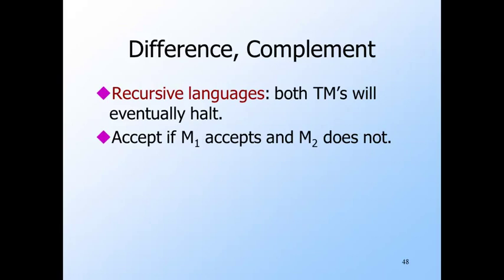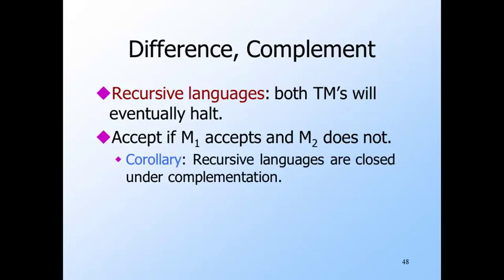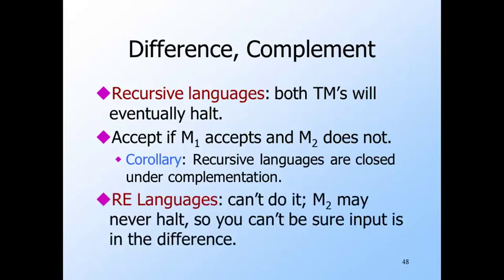signals is different. An important consequence is that the complement with respect to some alphabet sigma of a recursive language is recursive. Surely sigma star, the set of all strings over sigma, is recursive. So the difference of sigma star and a recursive language is the complement of that language.